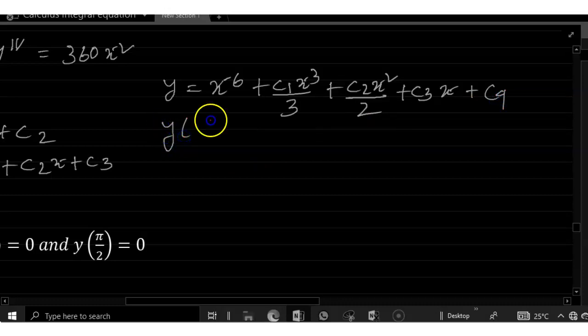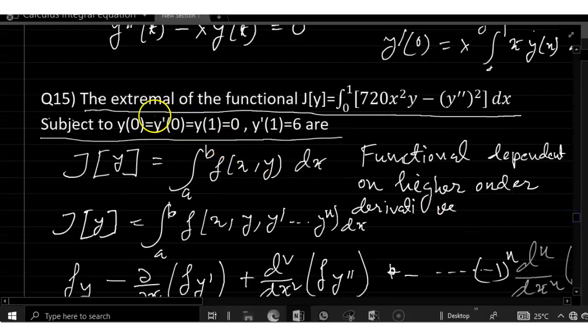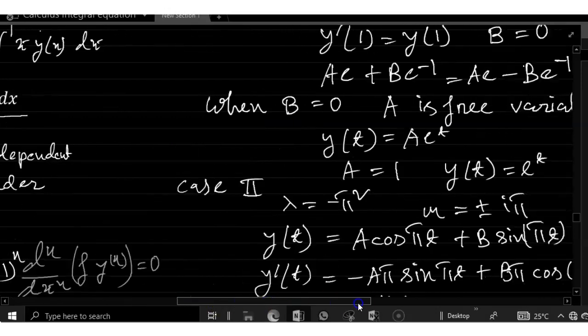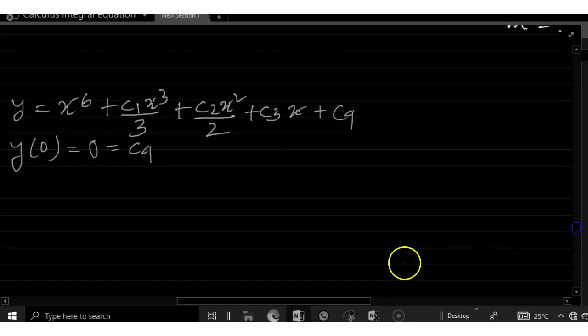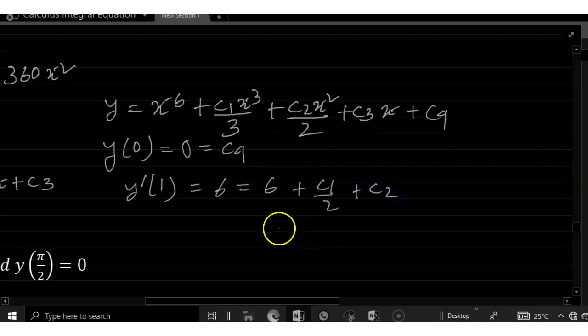y(0) equals 0 means c4 equals 0, because by the boundary condition, friends, you see y(0) equals 0. Putting in here y(0) equals 0 and c4, y dash(1) equals 6 equals 6 plus c1 divided by 2 plus c2. So c1 plus 2c2 equals 0.